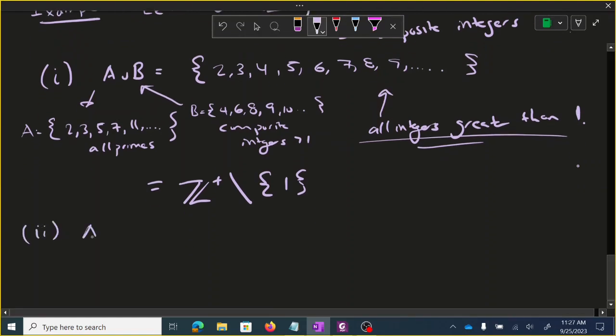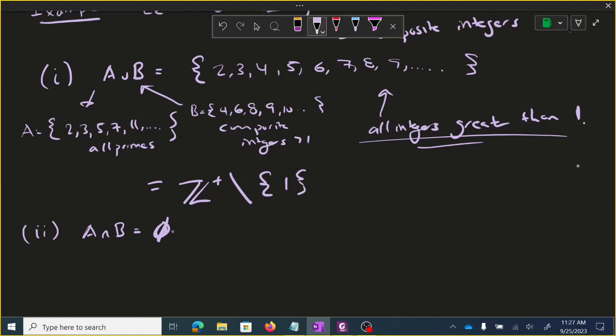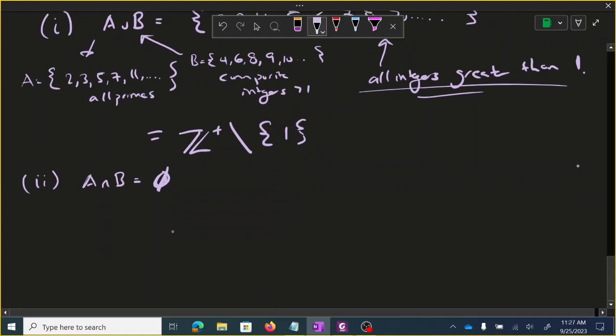Let's do A intersect B equals the empty set. They have nothing in common by definition of prime and composite. Good. Let's look at A bar. So everything not in A, really.